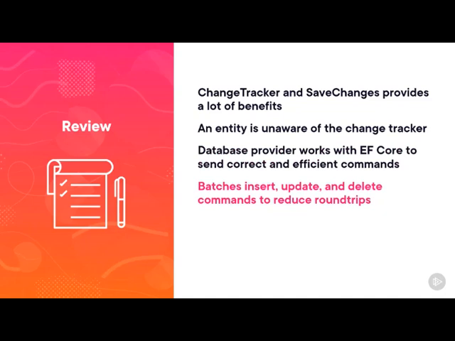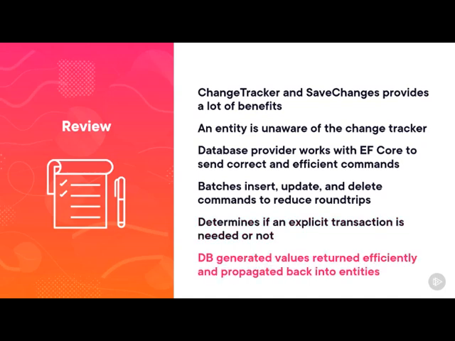And with respect to performance, you learned that EF Core batches database operations to minimize the number of trips made to the database when you call save changes. EF Core wraps calls in transactions when needed, and one more advanced but interesting capability we didn't see is that it also uses optimistic concurrency to avoid conflicts. And another one of those benefits that Save Changes provides is that it makes sure that any database-generated values are efficiently returned from the database and updated in your entities.